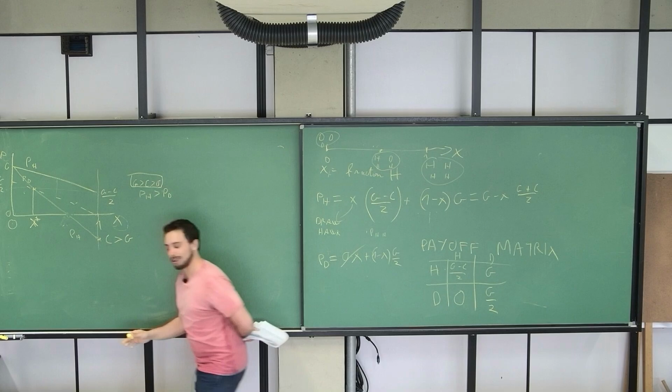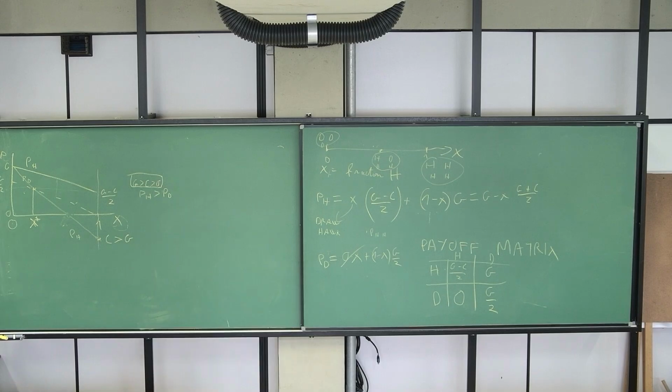Just a few questions from before because I thought I had understood, but I think I didn't. Okay. First question, when a Hawk plays against a Hawk, why is it G minus C divided by 2? This divided by 2 is confusing me. Why is it divided by 2?